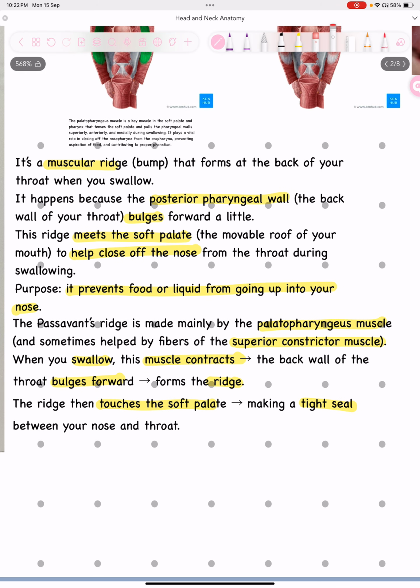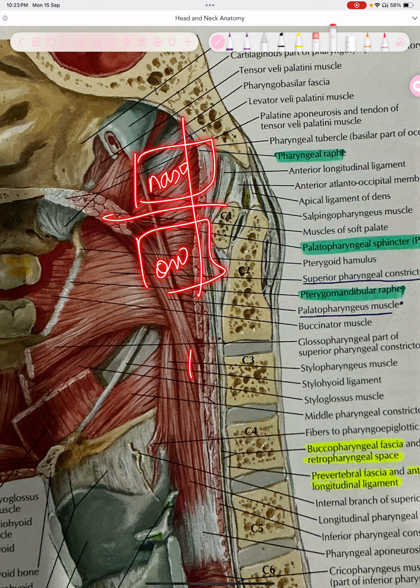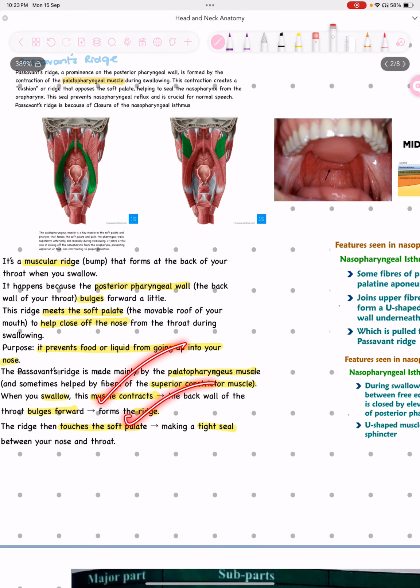When you swallow, the palatopharyngeus muscle contracts. Because of its contraction, the throat bulges forward. There's a ridge. This ridge touches the palate. This is the palate, and this is the pharynx, right? This is your nasopharyngeal isthmus. So this nasopharyngeal isthmus basically closes. Hence, it's a sphincter. These two things are brought closer, so it's tightly sealed. Now there is separation between the nasopharynx and the oropharynx, so that the food doesn't go back into the nose, right? That's basically the feature of Passavant's ridge.